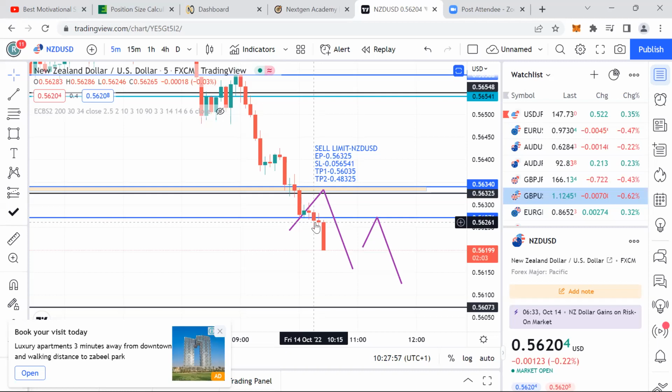But even if you didn't enter, that's something you've learned today. I think there's still that thing that Paul calls the second bite. It might come back again to that zone.